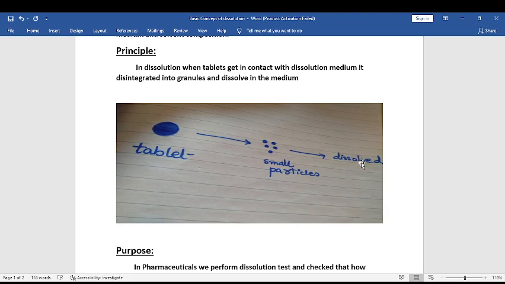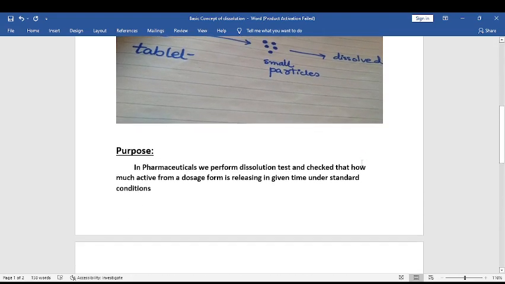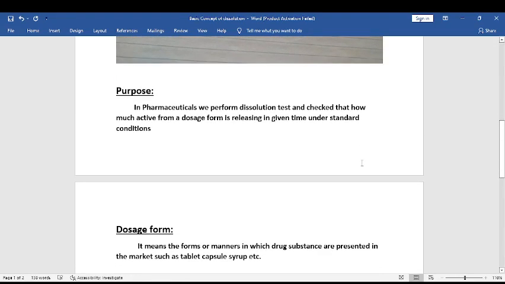Now, what is the reason for performing dissolution? Why should we perform the dissolution test? What is the purpose of this test? In pharmaceuticals, we perform the dissolution test and check how much active of a dosage form is releasing in a given time under standard condition. This is a strong parameter to find out the consistency in quality of production. It helps you to meet regulatory requirements and quality standards.